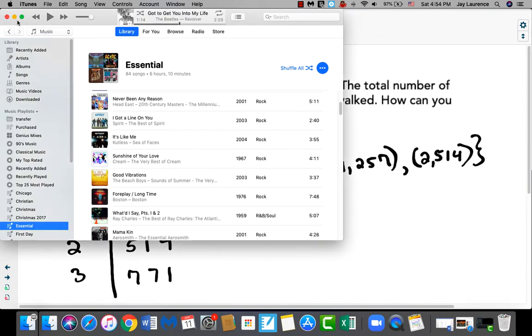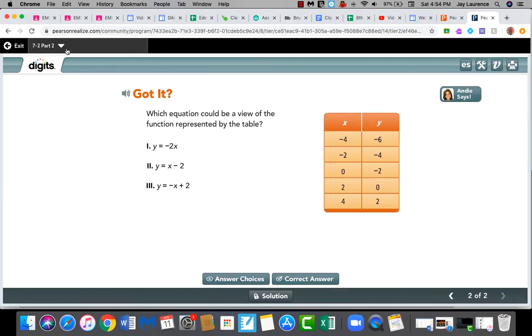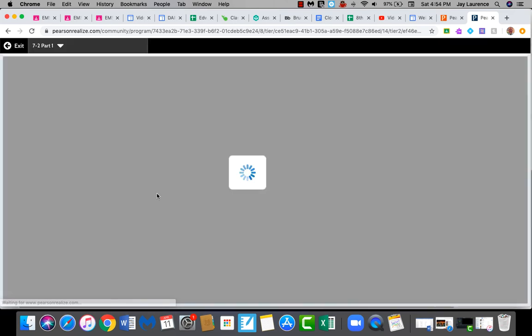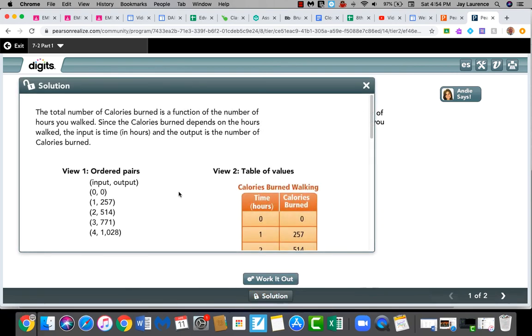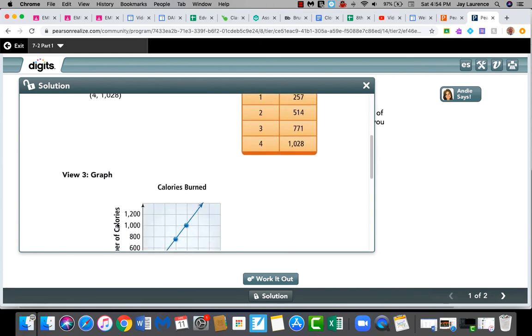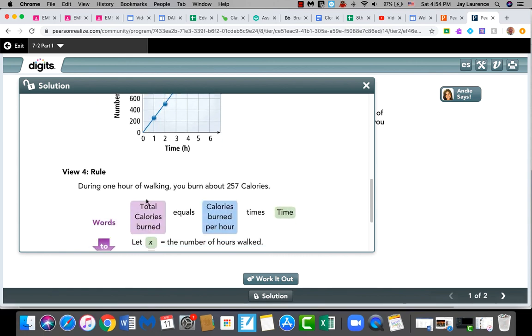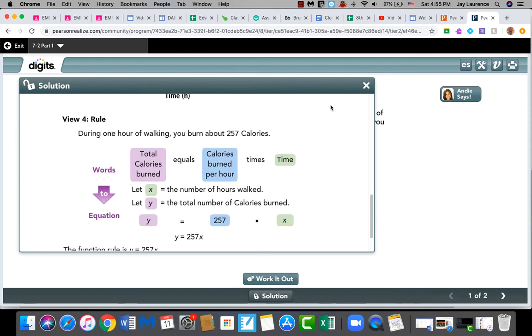Oops, sorry, a playlist is coming up accidentally. All right, but if I go here, to the original question, and I look at the solution, sure enough, there's an input-output table right here. There's a set of ordered pairs, and they went all the way to 4. There's the graph, right? And then the equation or the rule y equals 257x. Okay, those are the 4 different ways.